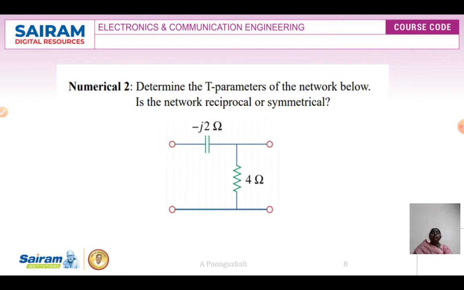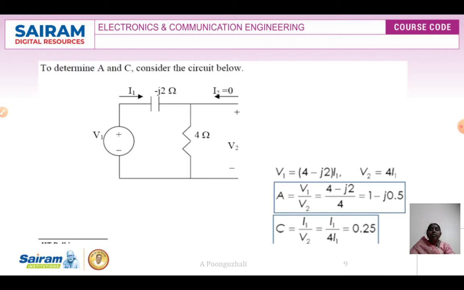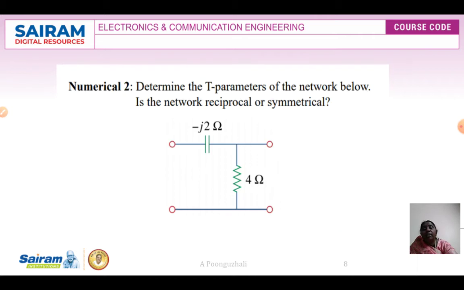So determine the T parameters of the network below. Is the network reciprocal or symmetrical? So now if I am going to determine A and C, consider the circuit here. We are going to make I2 to be 0. If I2 is going to be 0, your network is going to be here V1, V1 minus of 4 minus J2 into I1 is equal to 0. So here I can apply my KVL. This I2 is 0, so apply the KVL here.